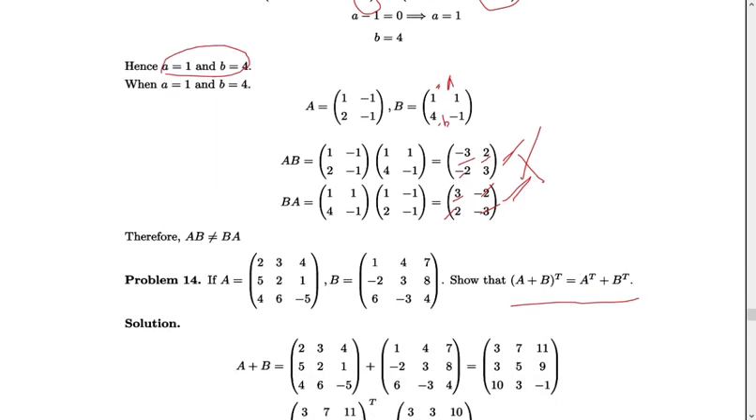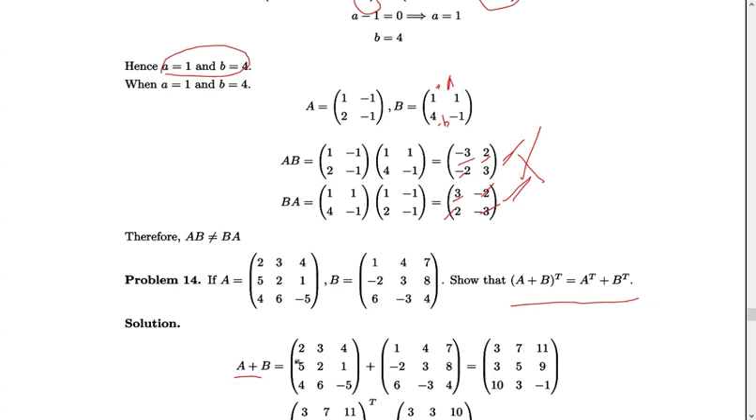Okay, solution for that. First of all we have to find the value of A plus B, and then we are going to take the transpose. First of all, what do I know about transpose? For matrix A transpose, the elements of A are interchanged: rows are interchanged as columns, columns are interchanged as rows. That means row to column, column to row. That's called A transpose, the transpose of that matrix. So first, we have to find the value of A plus B. A is this one, B is this one.